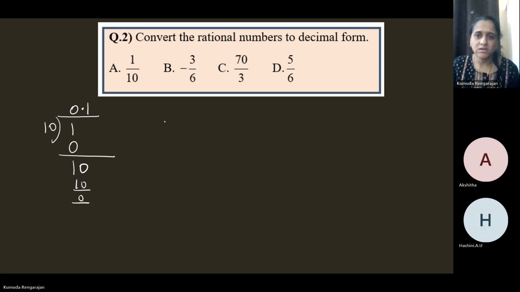Or if it's a 1 mark question, you don't have to show the division process. You know 1 by 10, you'll have to shift the decimal point to the right. Sorry, to the left. So it is 0.1.